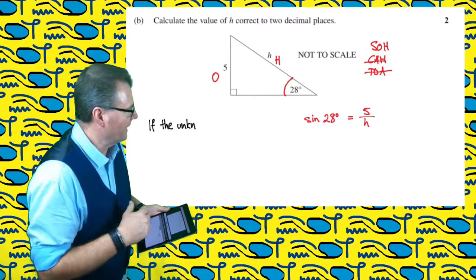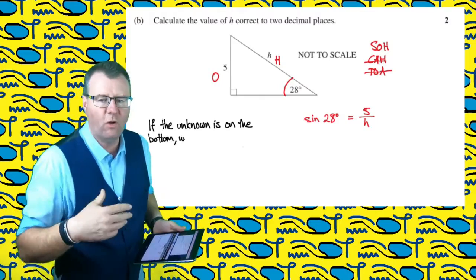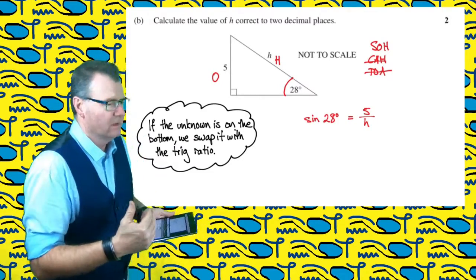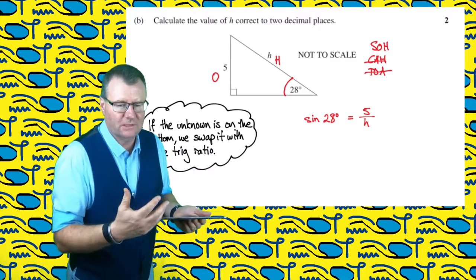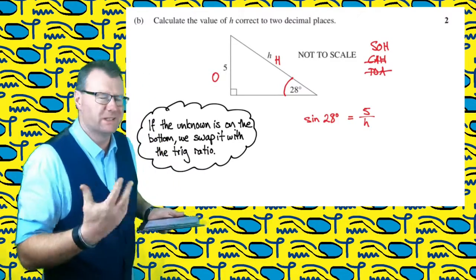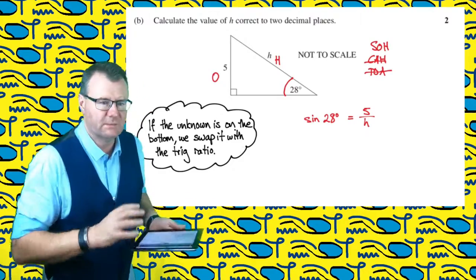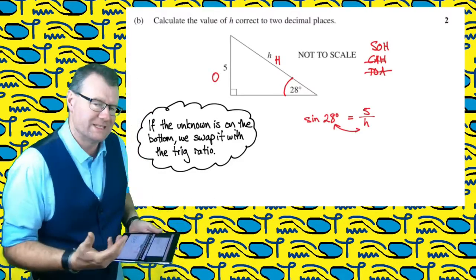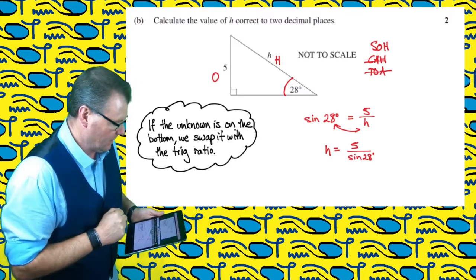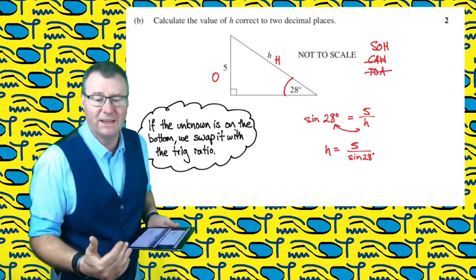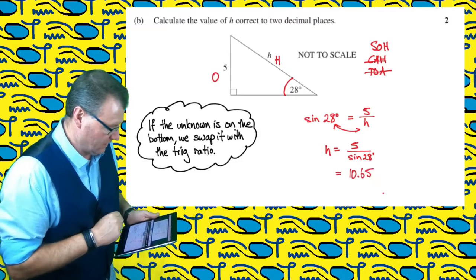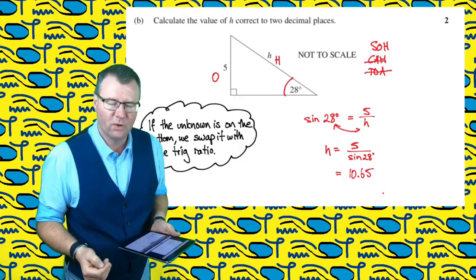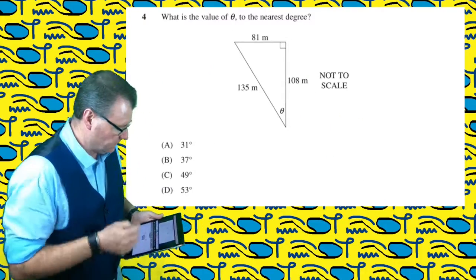Now importantly, if the unknown is on the bottom, we swap it with the trig ratio. It doesn't change or break the rules of algebra. It's just a little shortcut. If you're doing the steps, just swap them. So in other words, I swap these two pieces across, and now I end up with h equals 5 over sine 28. You just pop that in your calculator, and you'll get a value of 10.65. So the value of h, or the length of the hypotenuse, is 10.65.